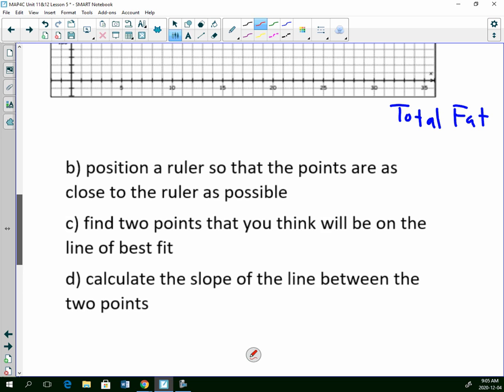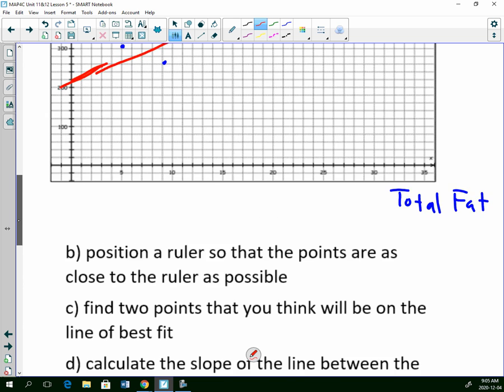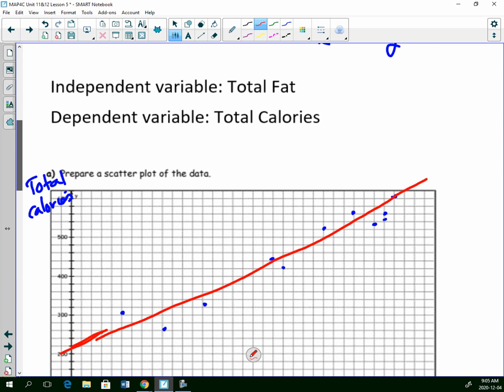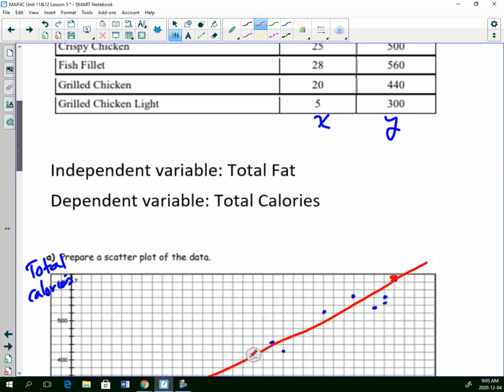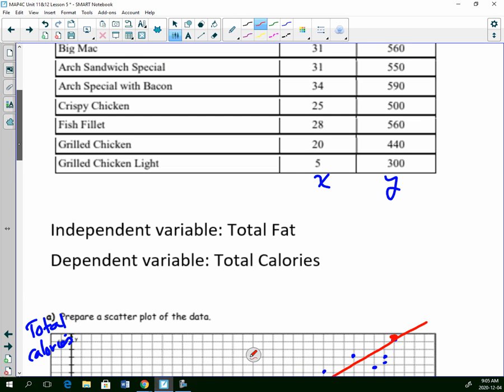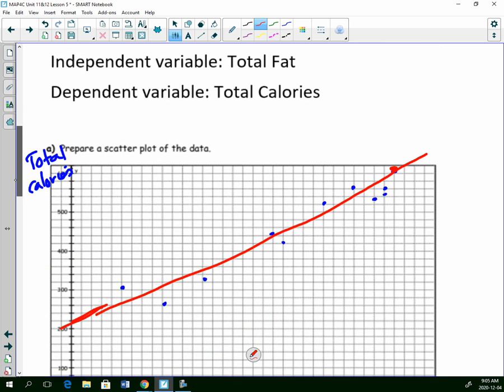So the 2 points you pick on your line of best fit don't have to be data points. They can just be on that line. So they should be on the line, and then we're going to calculate the slope. Okay? And we like to do it fairly close to the end. So at this end, this point is actually on the line. That point is, what is that point?